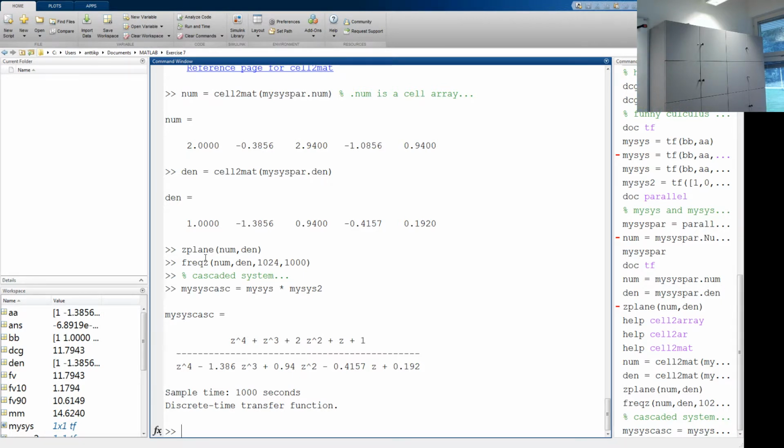Okay, how about a feedback system? Plant and feedback. So my sys is the plant and feedback would be the other one, my sys2.